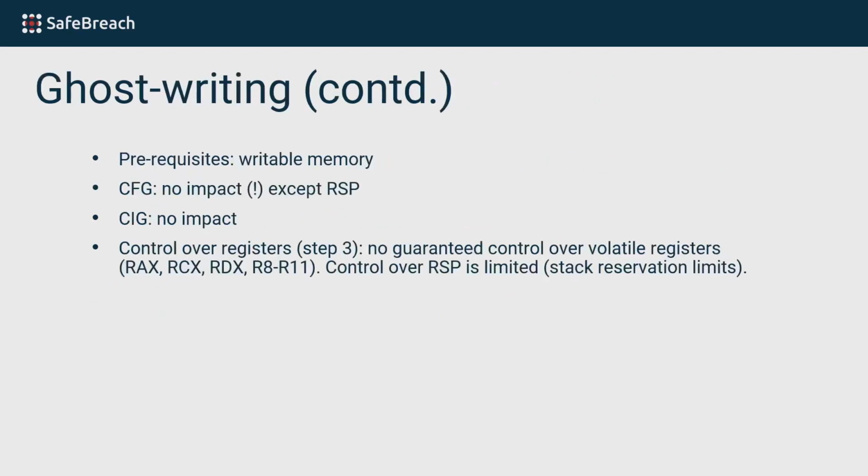So back to analyzing Ghostwriting, the prerequisite is simply that we have writable memory. As hinted before, we can use the unused part of the stack. CFG has no impact except for the restriction over RSP. CIG obviously has no impact, and as for control over registers, there's no guaranteed control over volatile registers, as I mentioned before, and as I said, control over RSP is limited.